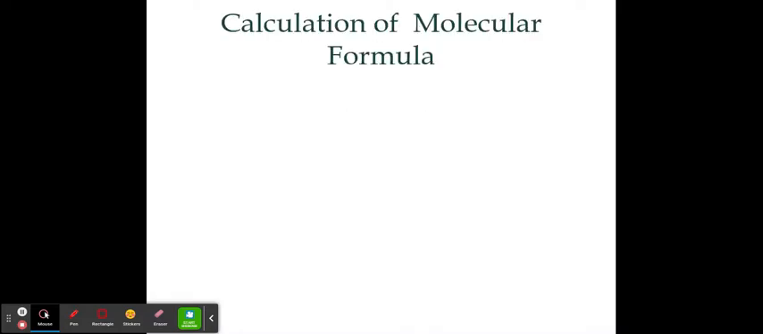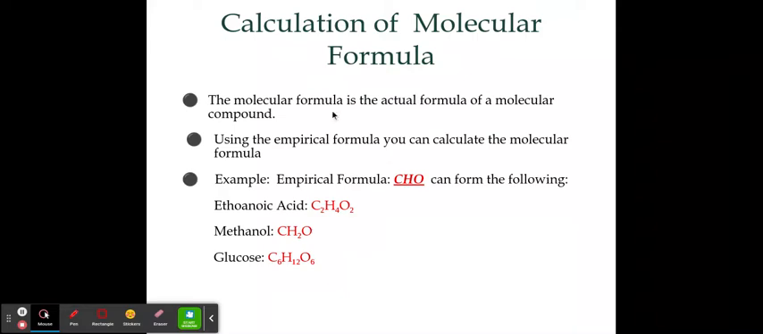Okay, calculation of molecular formulas. The molecular formula is the actual formula of a molecular compound. So we're going to try to find that true formula of the substance we're trying to identify. Using the empirical formula, you can calculate the molecular formula. You're probably asking yourself, why are we using empirical formulas? Well, empirical formulas are data that can be derived from instrumentation in quantitative analysis or another type of analysis equipment that give you the basic formula, which is a piece of what is actually in the sample that you're using.